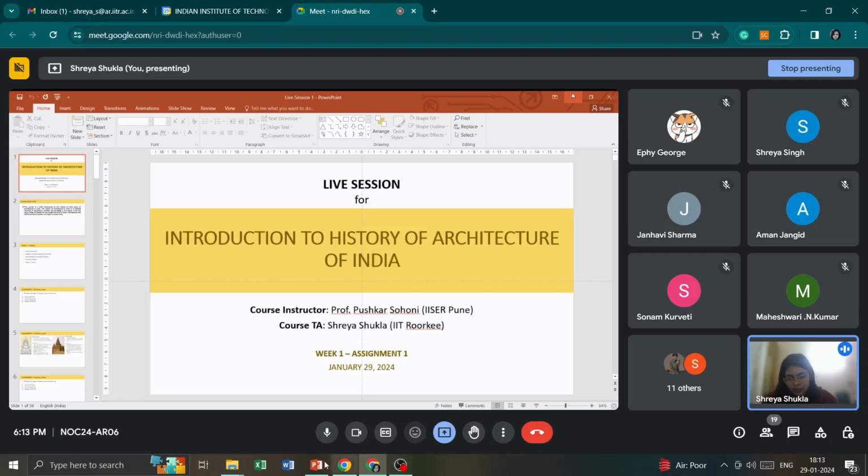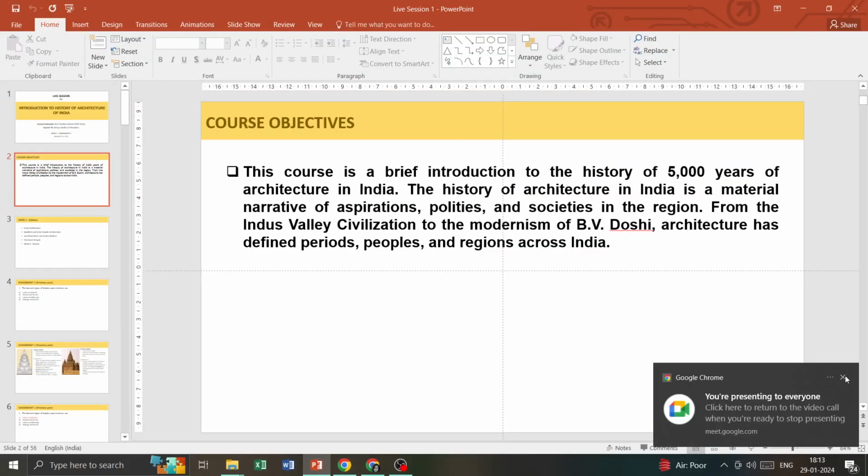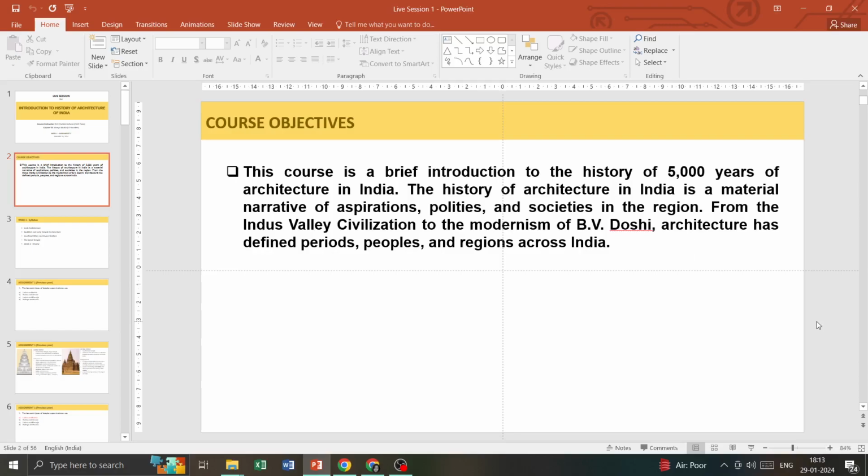Anyways, we will start with the session now. So what is the course objective of this course? This Introduction to History of Architecture in India is a brief introduction to the history of 5,000 years of architecture in India. The history of architecture in India has been subjected to different narratives of aspirations, polities, which is basically civil politics, and societies in the region. And right from the Indus Valley civilization to modernism, architecture has defined different periods, it has defined people, it has defined regions across India. So this is what this course will try to achieve.